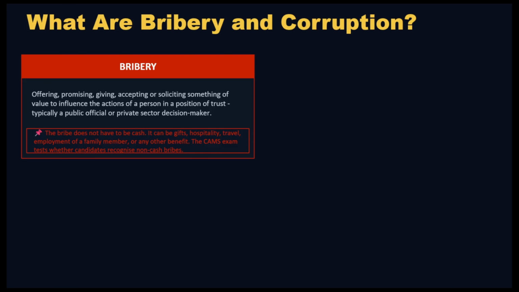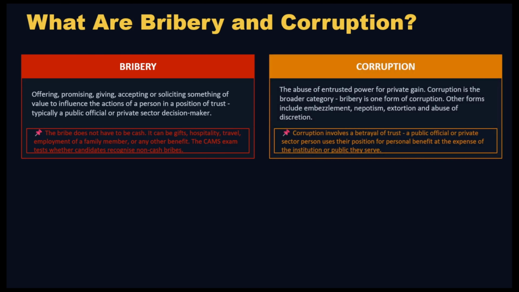Let's look at the next definition, which is corruption. It's a broader category. Corruption is the abuse of entrusted power for private gain. Bribery is one form of corruption. Embezzlement, nepotism, extortion, and abuse of discretion are others. Every act of bribery is corruption, but not every act of corruption, I would say, is bribery.